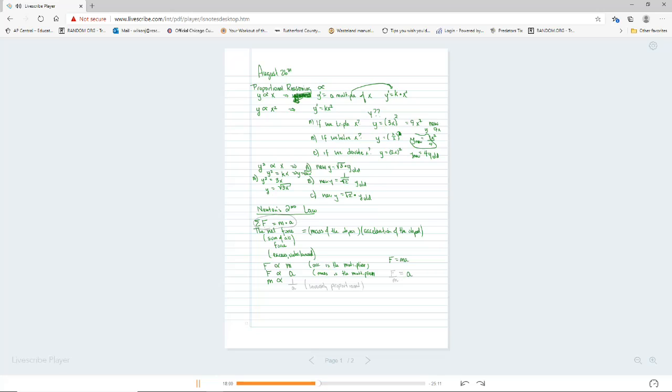So here, if I was to solve this for acceleration, it is force over mass. So one's in the numerator and one's in the denominator. So we would say these are inversely related. Inversely proportional.